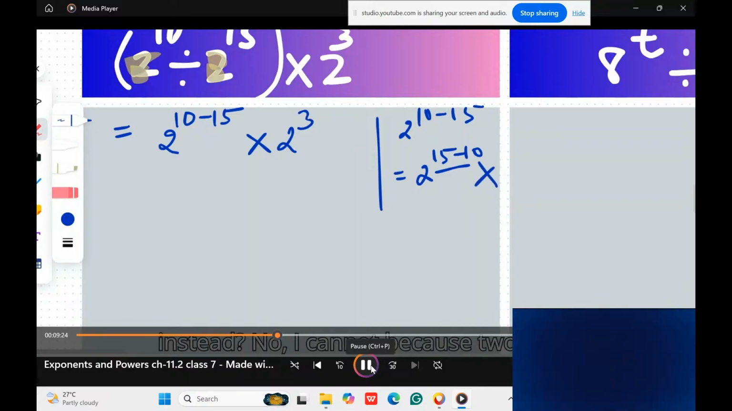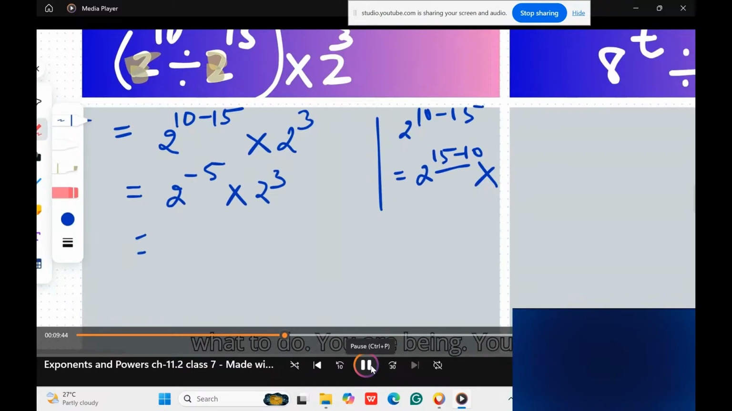No, I cannot, because 2 raised to the power 15 is in the denominator. Alright, this is being subtracted. So this you have to bring up and do subtraction from 10. So this answer is 2 raised to the power, again negative 5 times 2 raised to the power 3.